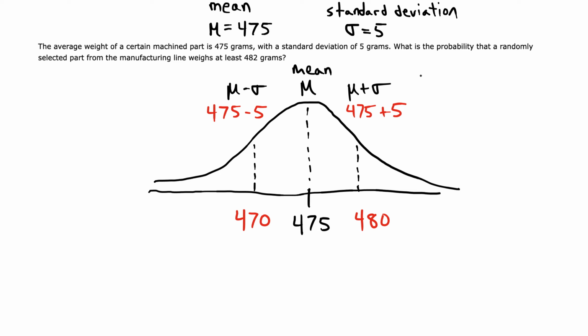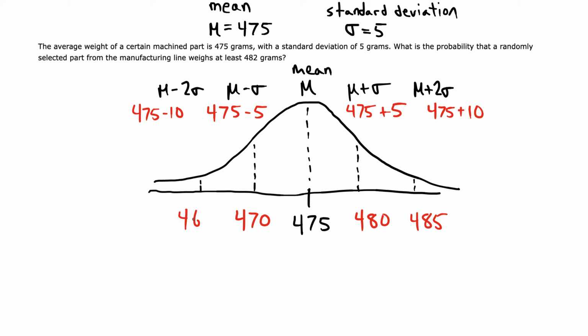If we want, we can also draw the mean plus 2 times the standard deviation. That could go right here. And then on the left, we'll do mu minus 2 times the standard deviation. So we'll get 485 and 465.